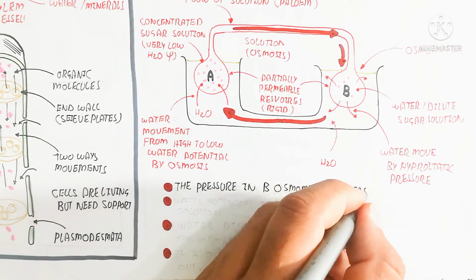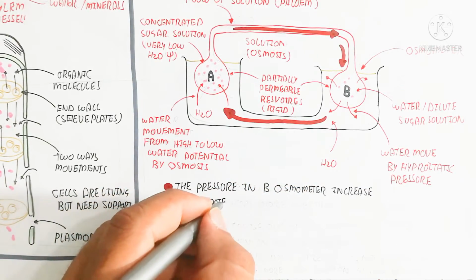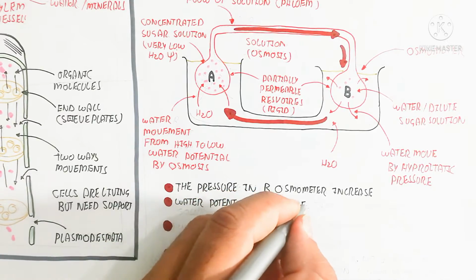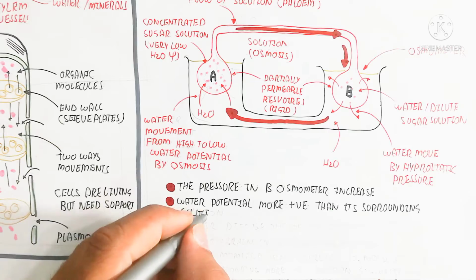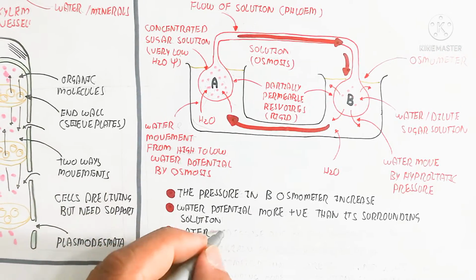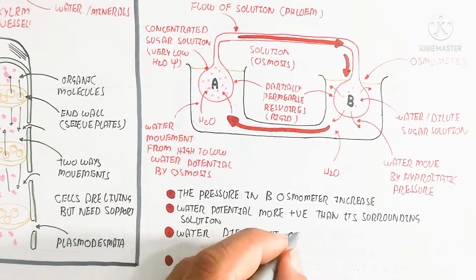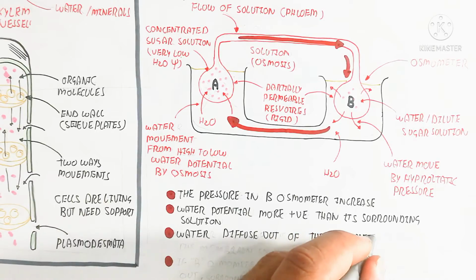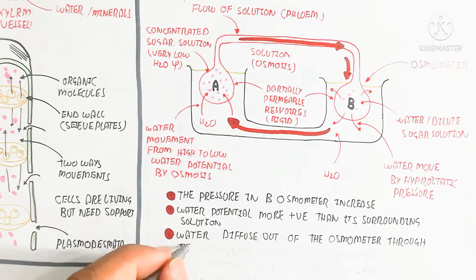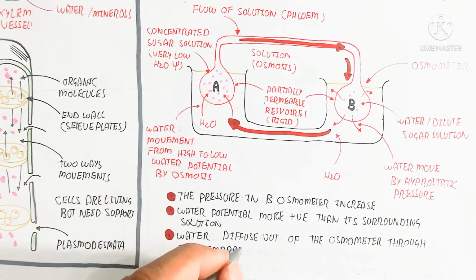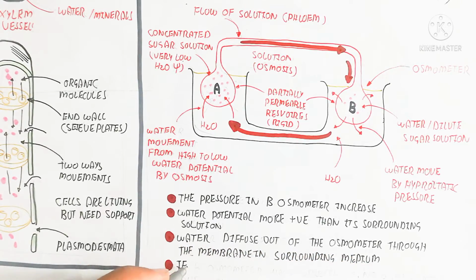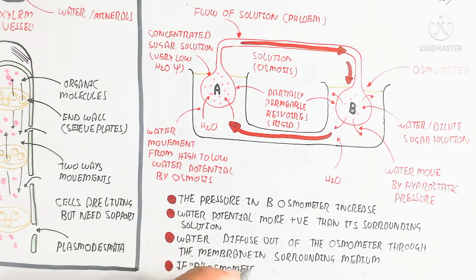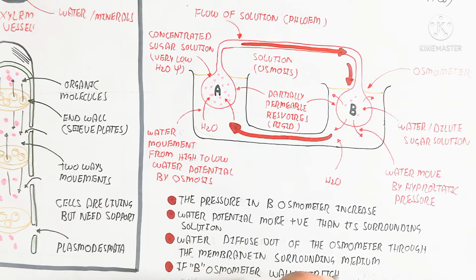So let's begin to understand the postulates here. The pressure in osmometer B increases, and its water potential becomes more positive than its surrounding solution, so the water diffuses out of the osmometer through the membrane into the surrounding medium. If the osmometer walls stretch, no water moves out when the surrounding solution is more concentrated, so water moves out.